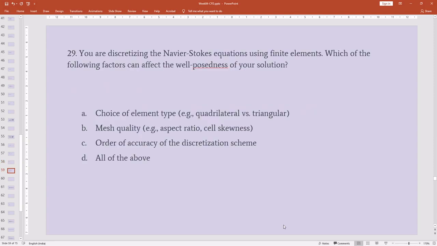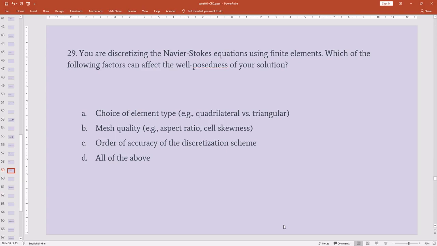Next question. You are discretizing the Navier-Stokes equations using finite elements. So here it's the finite element method. Which of the following factors can affect the well posedness of your solution? Here we are not discussing the finite volume method. Here it's for the finite element method. For a finite element method to be well posed, which of the following factors will affect?